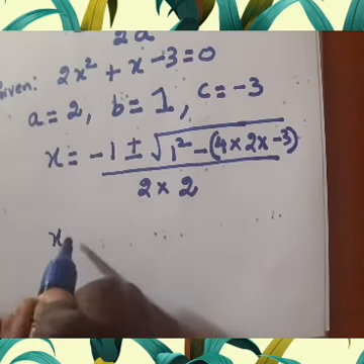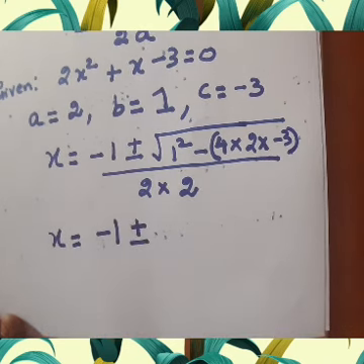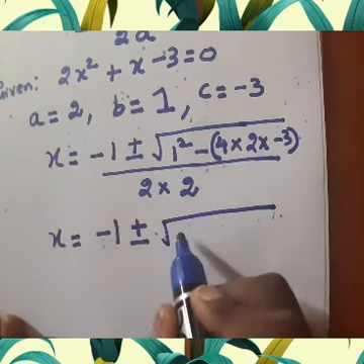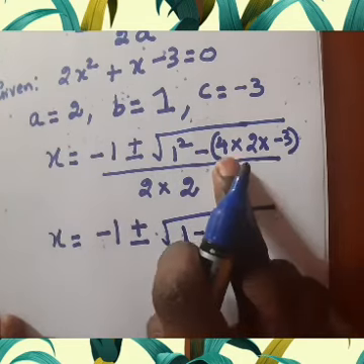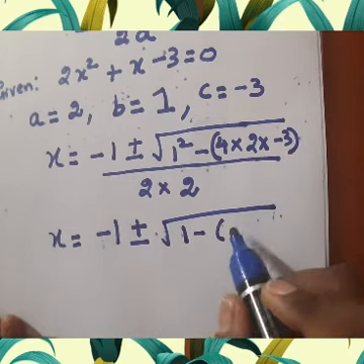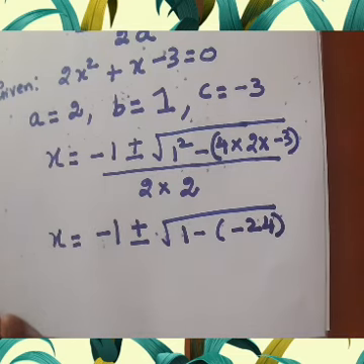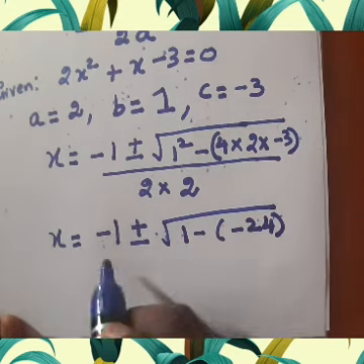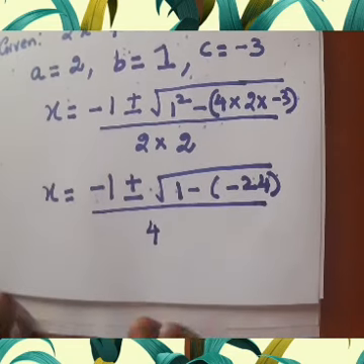x is equal to, have your calculator, students. You can do it with the calculator. If you're very strong in maths, you can calculate it mentally. So what is 1 square? 1. 1 square is 1 minus, now you can multiply this. 4 2s are 8. 8 into negative 3, negative 24. Don't make a mistake here. The whole term divided by 2 2s are 4. Correct.